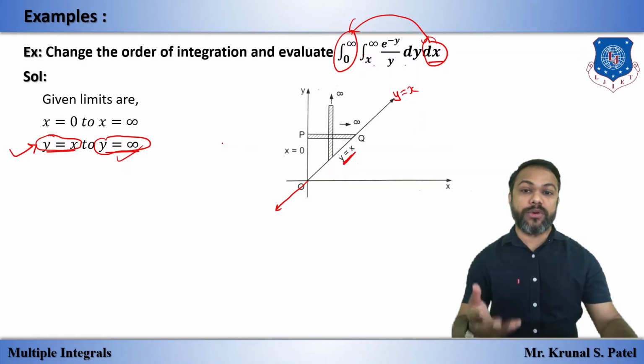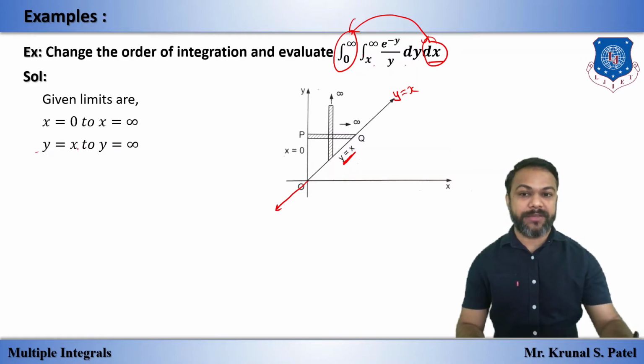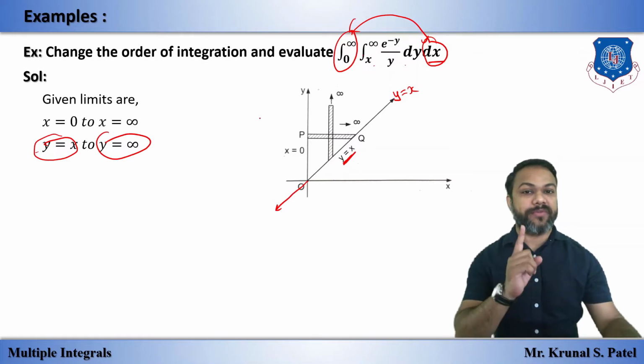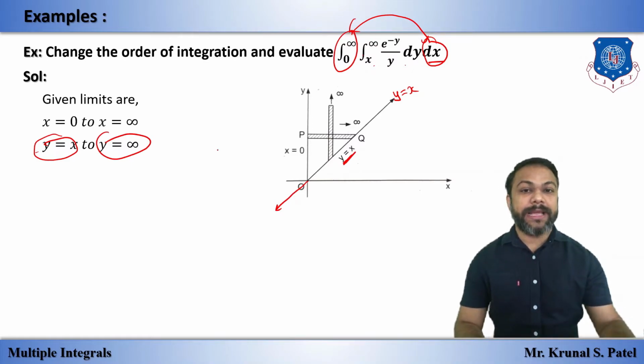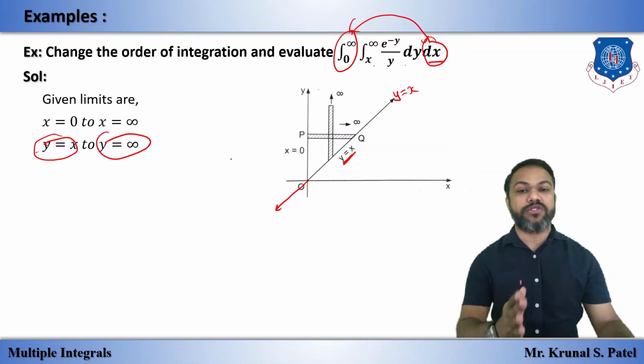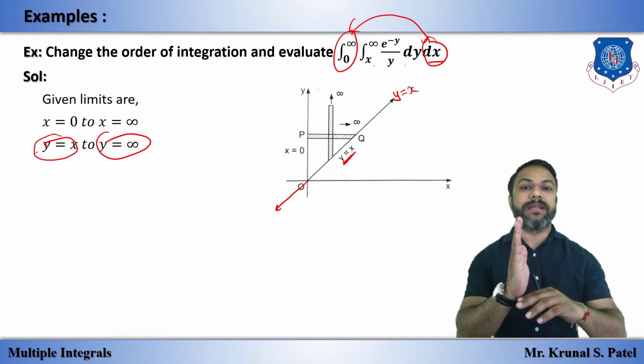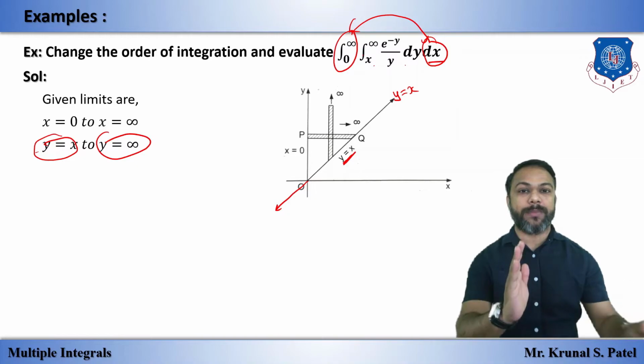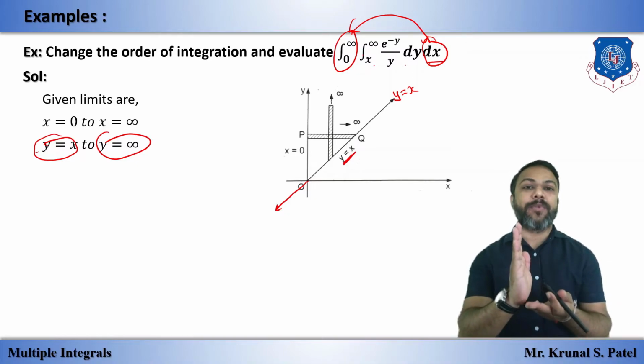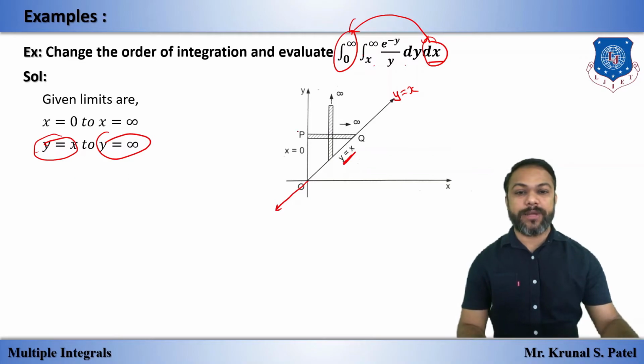Now, as I told, the given limit is a vertical strip. The given limit is the limit of y, the inside limit. We have to always focus on the inside limit first. So the inside limit is y, and the given strip is vertical. In a vertical strip, the lower limit of integration is the starting part of the strip. So y is equal to x. The strip starts from here, and its end is y equal to infinity. That means it goes to infinity.